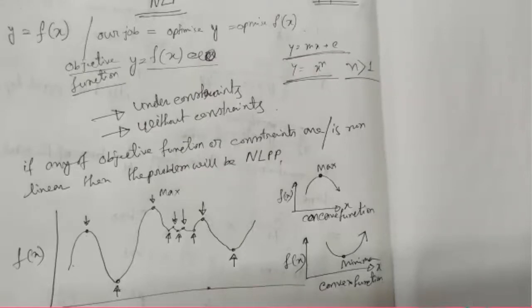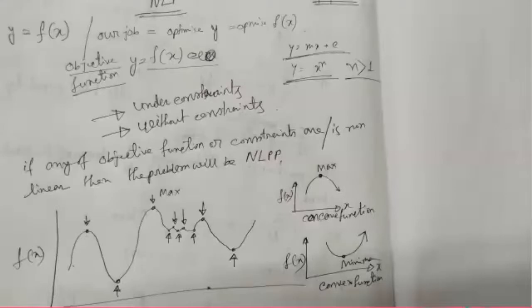So if the order of x is higher than 1, so y or f(x) is varying with x square or x cube or x to the power 4 or x to the power 5 or x to the power n, then it will be called a nonlinear programming problem. Okay, what is a nonlinear programming problem? Is it clear?